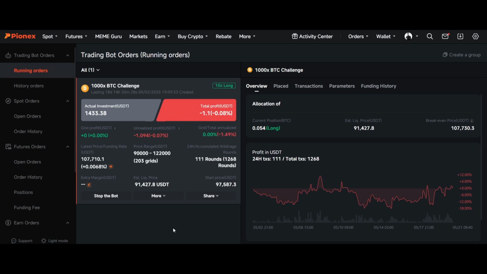Okay. If you have also never used leverage, please spend some time before you get involved with leverage trading because it's very risky. You can lose all your money.